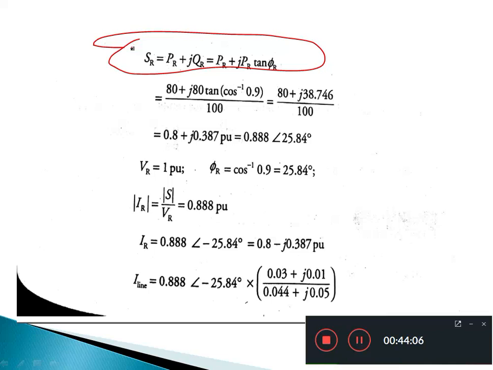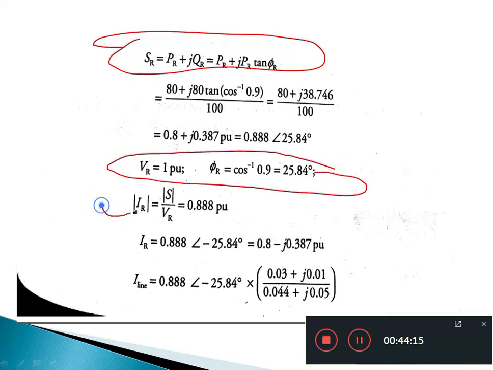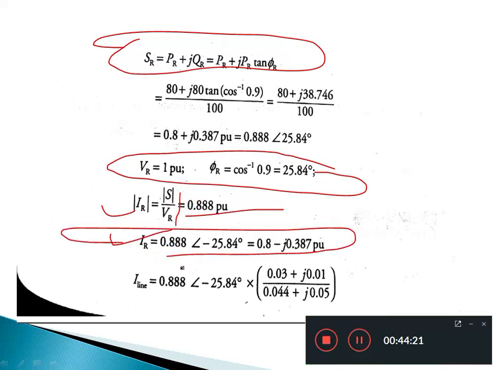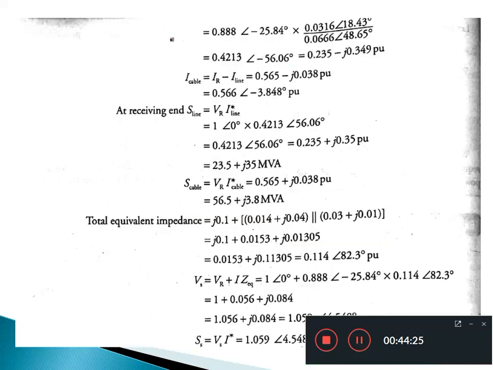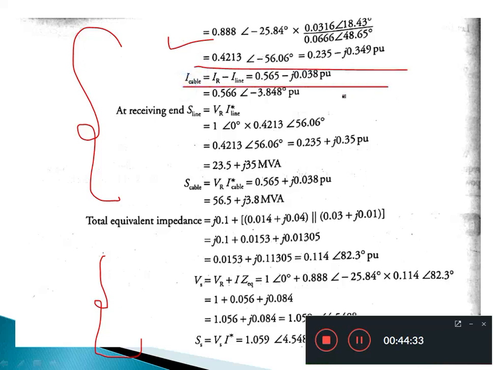So if VR is equal to 1 PU, then phi r is equal to cos inverse of 0.9, that is 25.84. Then IR is equal to S by VR. So we will get the equation. Then IR equals the corresponding formula. Then find the line reactance. So we will get the equations. Just refer to the Umarov textbook, you will get all the calculation part. It's very simple, so there is no need to explain more.